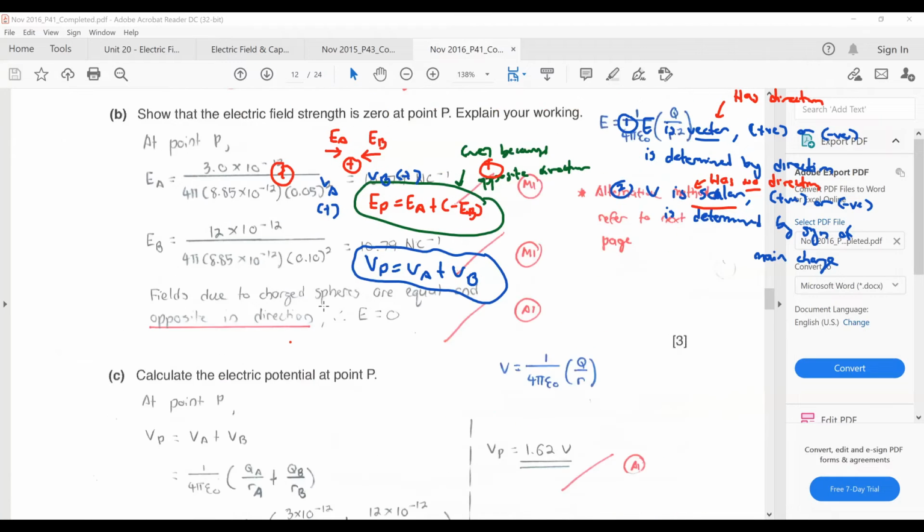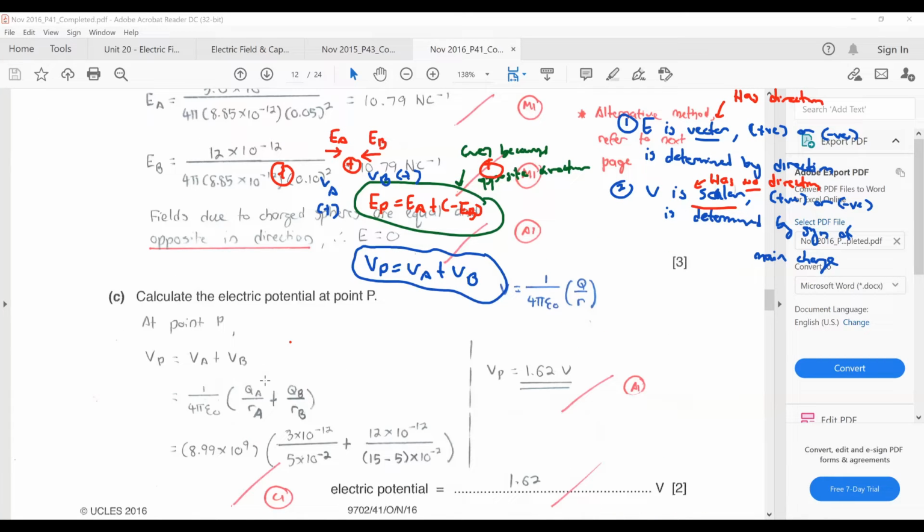So at point P, your potential is VA plus VB, which is simply 1 over 4 pi epsilon naught QA over XA plus 1 over 4 pi epsilon naught QB over XB. I explained XA, XB already just now, or RA, RB. So you just sub in your values, and eventually you get your electric potential as 1.62 volts.